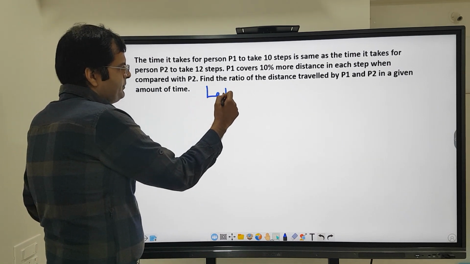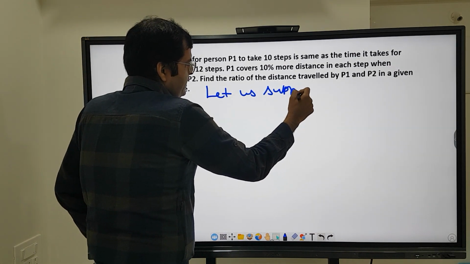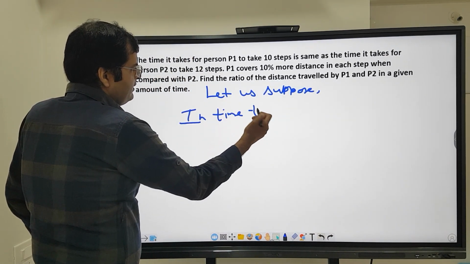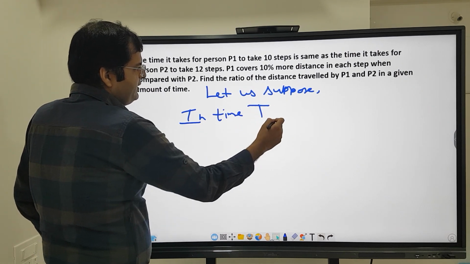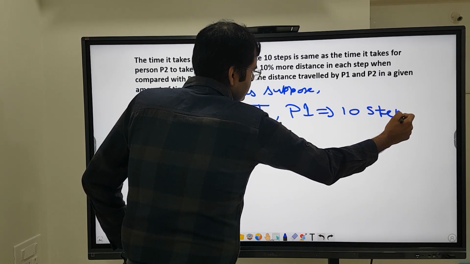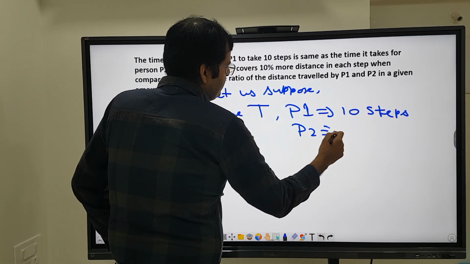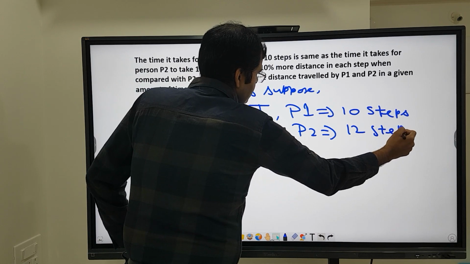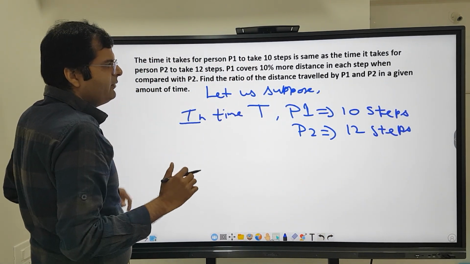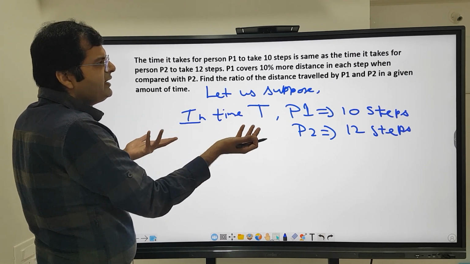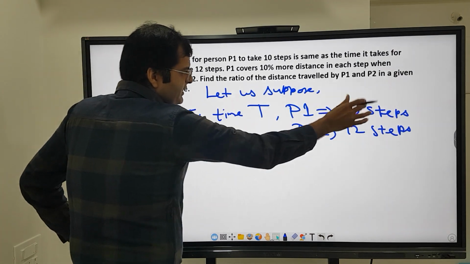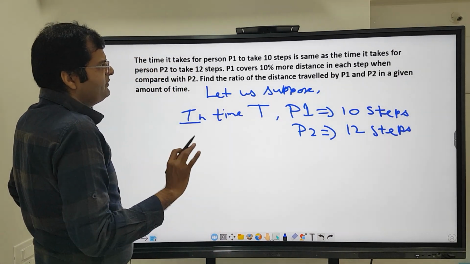So let us suppose in time t, P1 covers 10 steps and P2 in the same time t will cover 12 steps. Okay, so we will now find the ratio of distance traveled in time t. You can take any given amount of time, but they should be equal. So in time t, P1 is taking 10 steps and P2 is taking 12 steps.